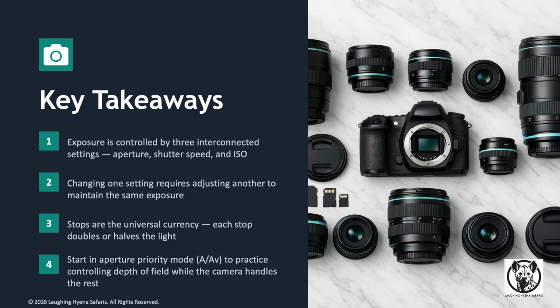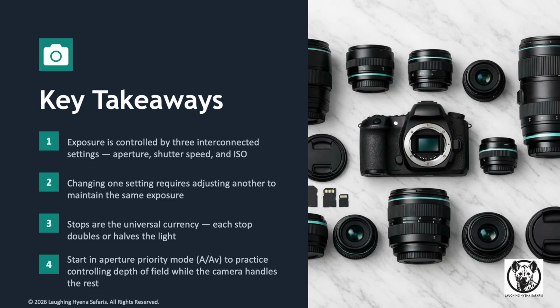First, exposure comes down to 3 interconnected settings: aperture, shutter speed, and ISO. That's it. Those 3 control everything about how bright or dark your image turns out. Second, they're linked. Change one and you'll need to adjust another. It's always a trade-off, and that's okay. Third, stops are your common currency. Every adjustment is just a doubling or halving of light, no matter which setting you're changing.